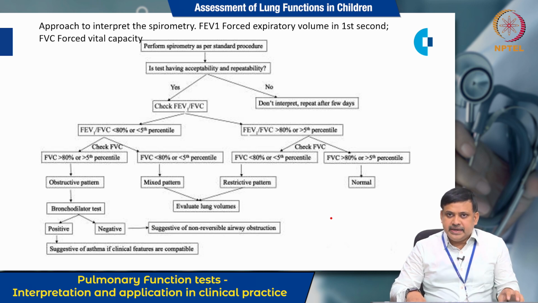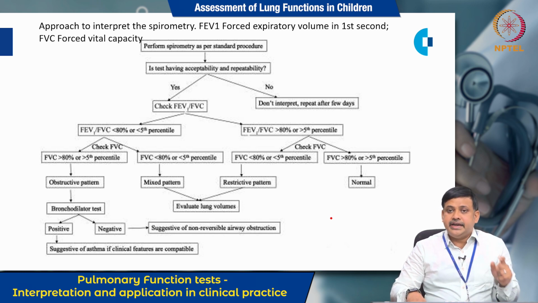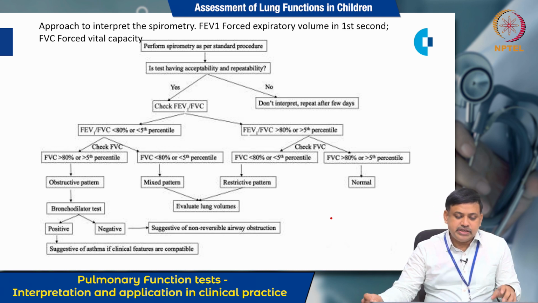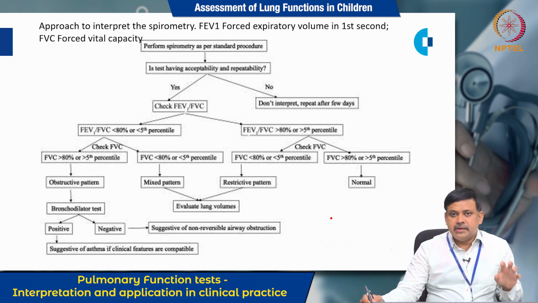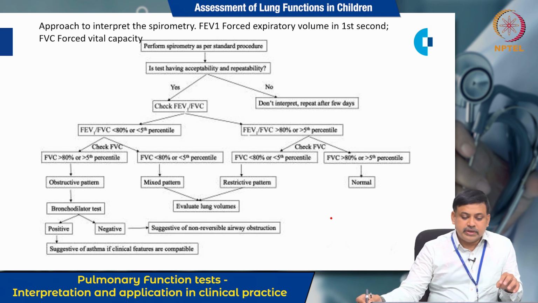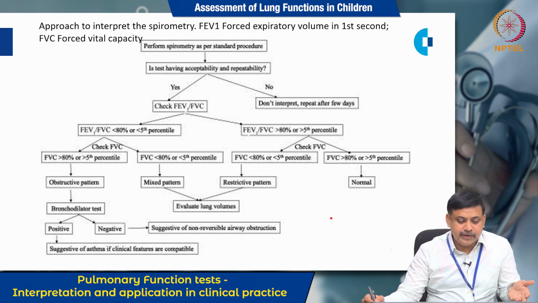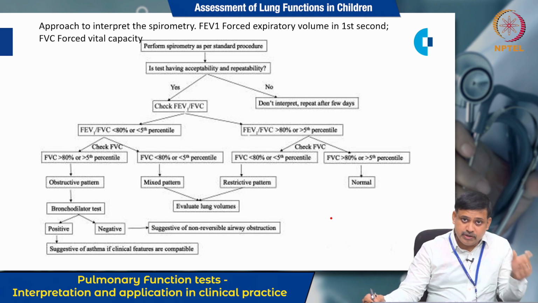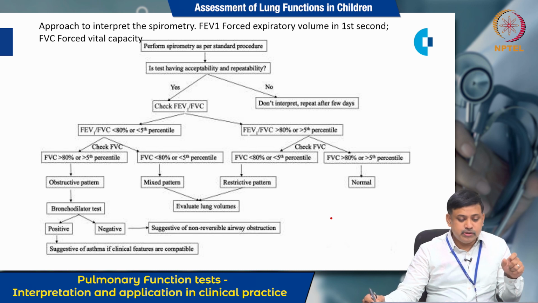If the acceptability criteria are good enough, you then check the ratio of FEV1 to forced vital capacity. If the ratio of forced expiratory volume in 1 second to FVC is less than 80% or the 5th percentile, then there is some sort of obstructive pattern. Now you have to look at the forced vital capacity. If the ratio is low but the forced vital capacity is more than 80%, then it shows an obstructive pattern.